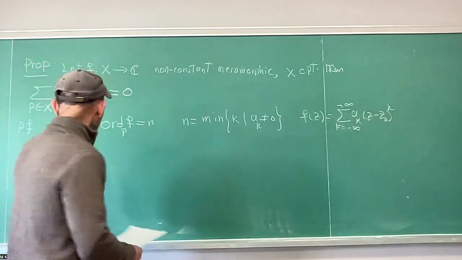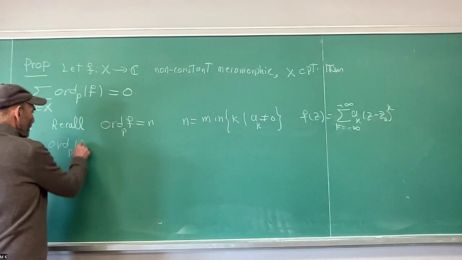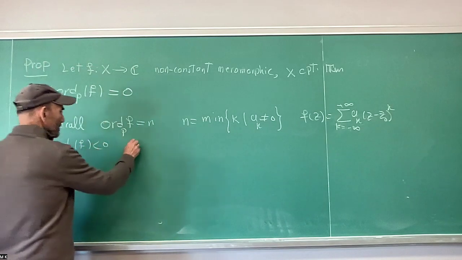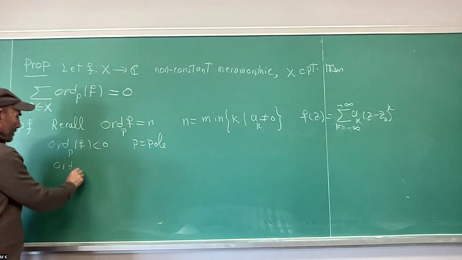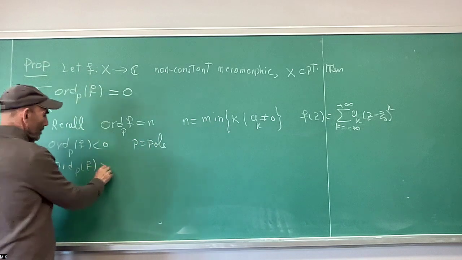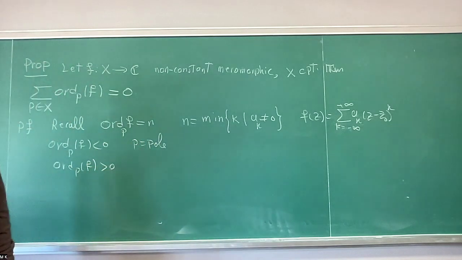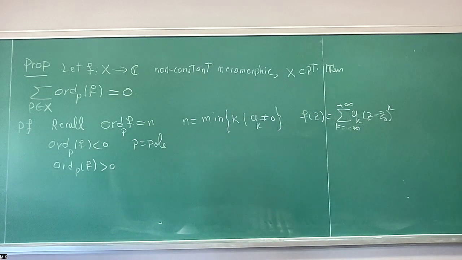Okay, so the order at p of f is less than 0 for poles. Suppose X is equal to C hat. Then for each p in C hat, does it make sense to speak of p in C as well? You can use a coordinate system where p is represented by z, if p is not infinity. Okay, we can do that.